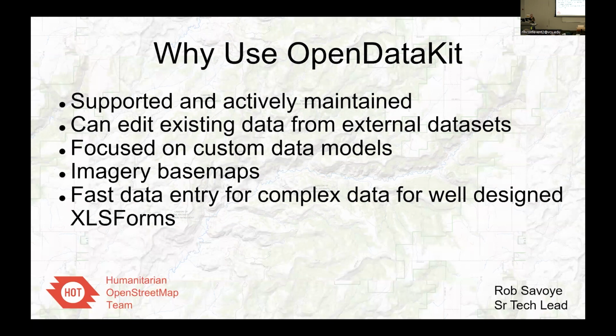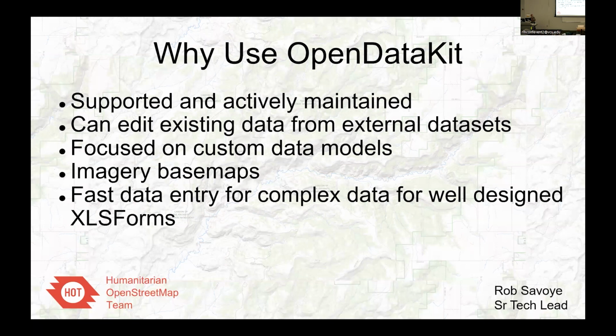So I can actually edit OpenStreetMap data, which I'll be getting into, and stuff like that. And it's really, really focused on custom data models. Like a lot of times at HOT, we're mapping waste disposal. Try mapping waste disposal in Organic Maps. I like Organic Maps, by the way. I'm not dissing on it. It's focused for a different user group. And that ability to do the custom data models is why we really like it.